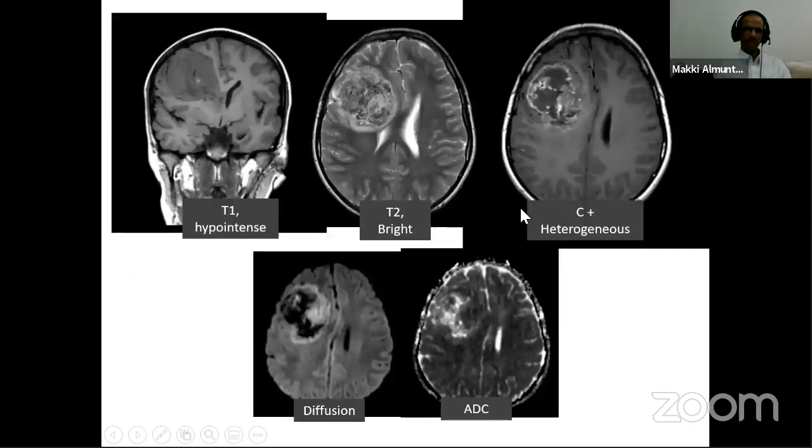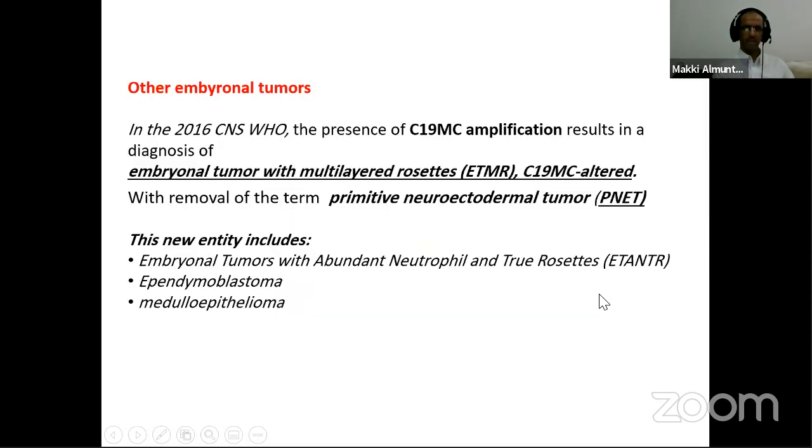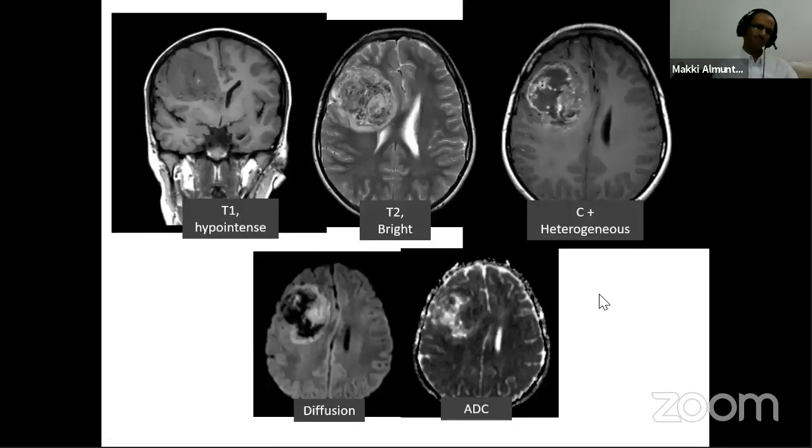This is an example of it. Aggressive mass in a young patient in the right frontal lobe with heterogeneous appearance and heterogeneous enhancement tend to be embryonal tumor.